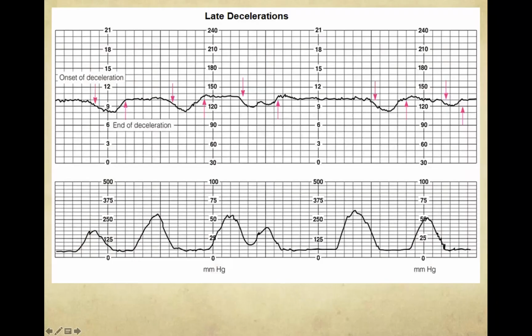So in the late, here's your contraction. And remember, in early, it should be right here, but now here is where the decel is starting. So you see the decels are happening after the contractions.